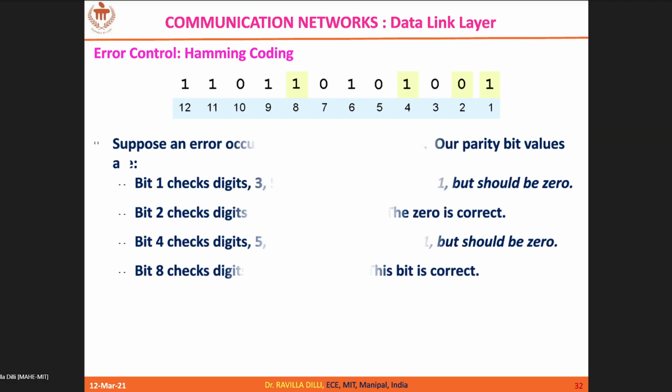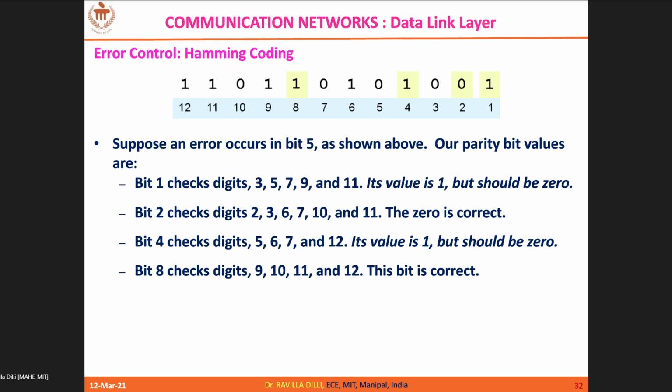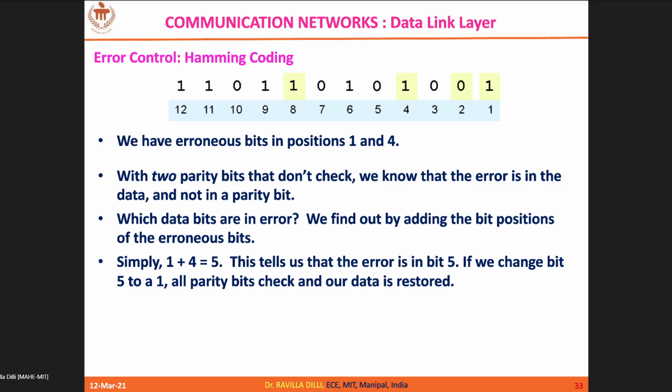Now if I calculate the R bits, what I got was 0101. So it means that it is the 5th position. 0101 means 5, so in the 5th position there is an error, and you can flip that bit. That is how you can achieve error detection and correction.